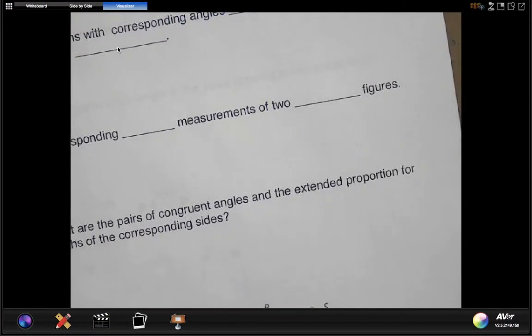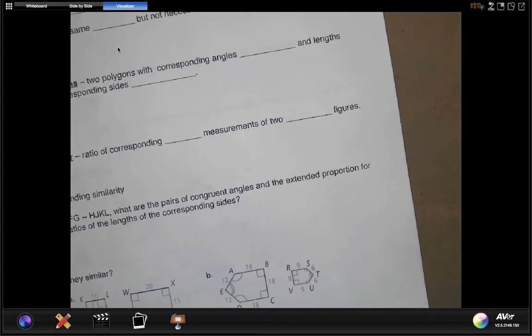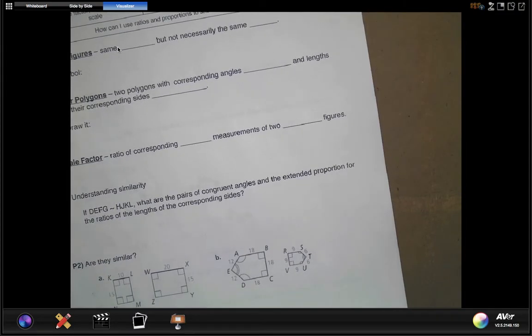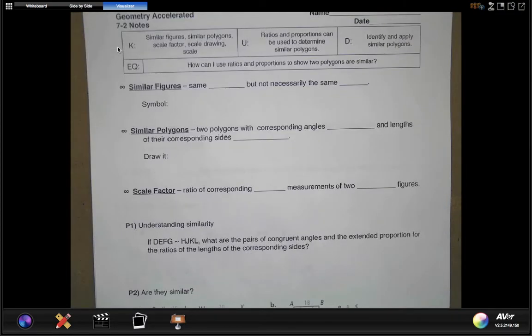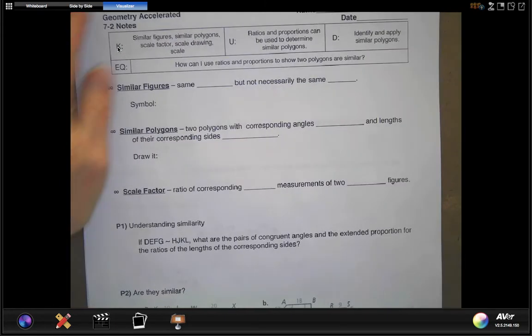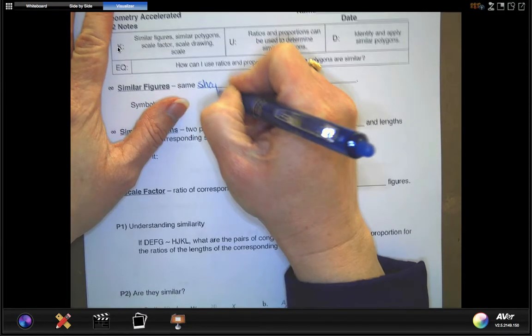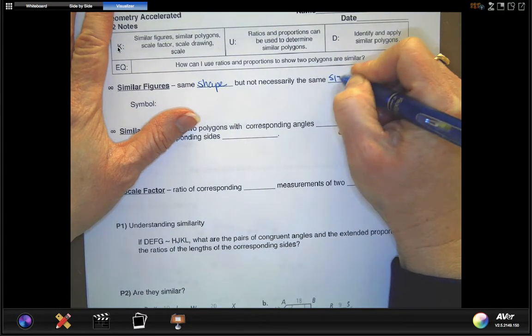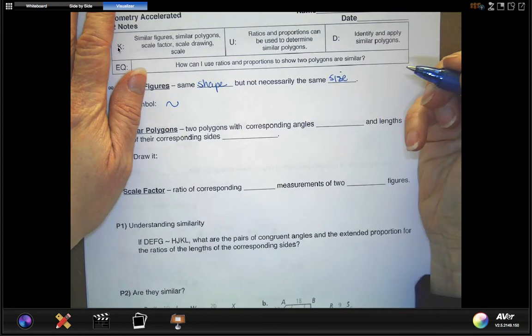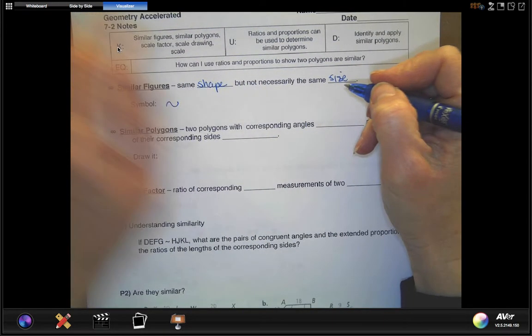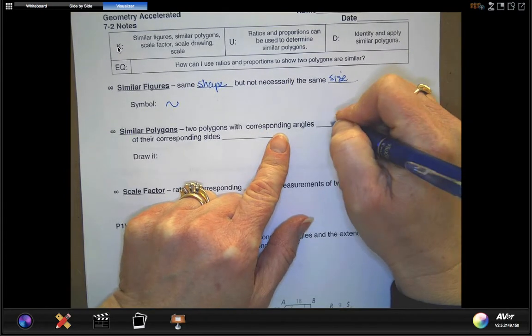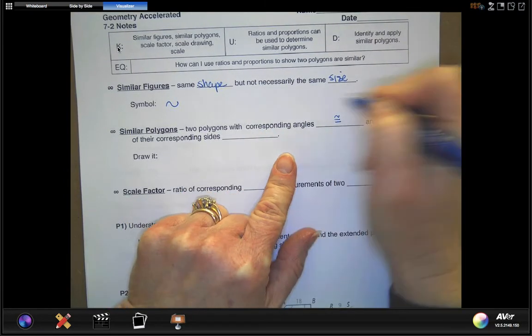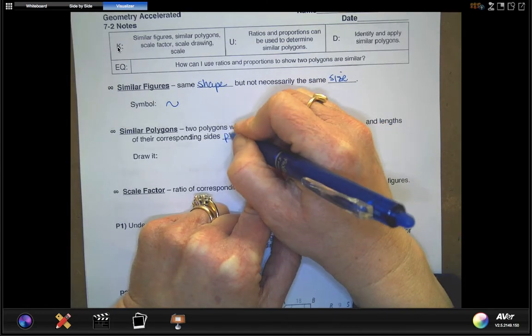Okay. Now we're going to take a look at these proportions, but in the context of these similar triangles, or similar polygons, I should say. All right, so similar figures. Similar figures have the same shape, but not necessarily the same size. The symbol is this like tilde symbol. Similar polygons: two polygons with corresponding angles congruent and lengths of their corresponding sides proportional.